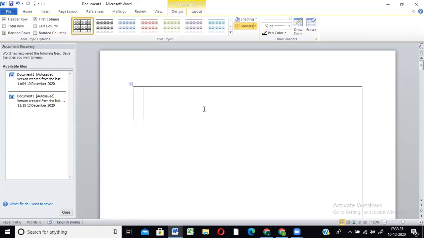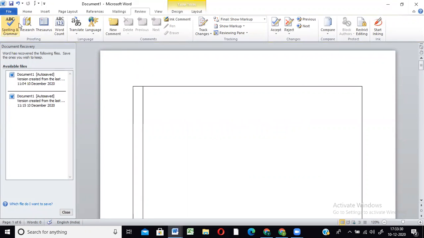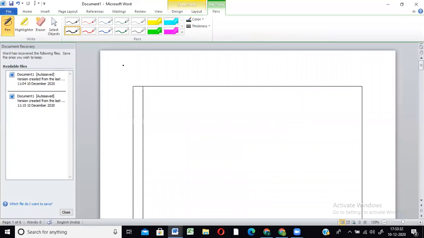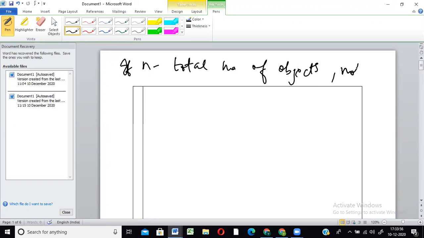Suppose you have n total number of objects. Objects, as I said last time, can be anything: alphabets, digits, a number of people, balls of the same colors, or anything like that. Whenever you have a total number of objects n, and not all are distinct.